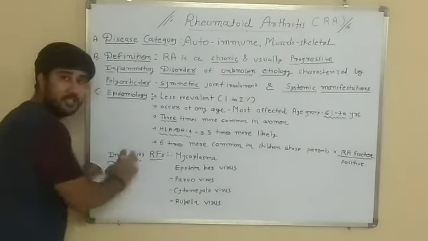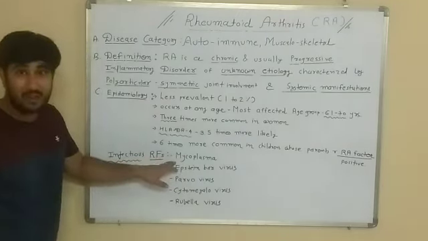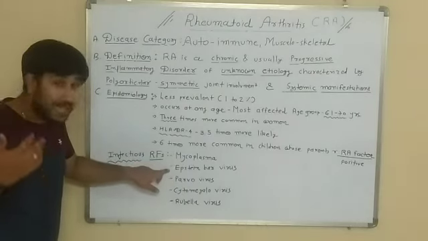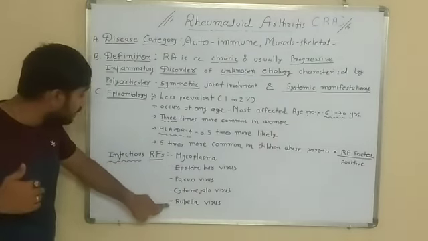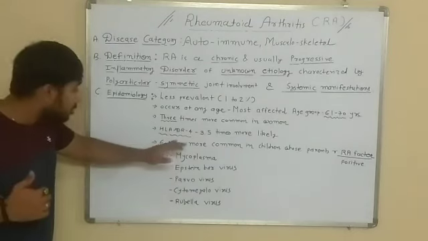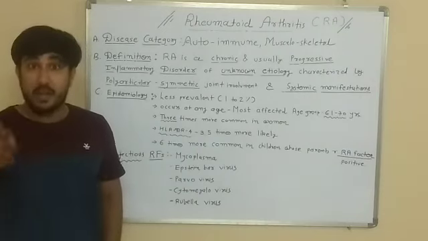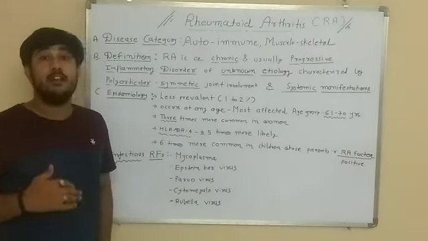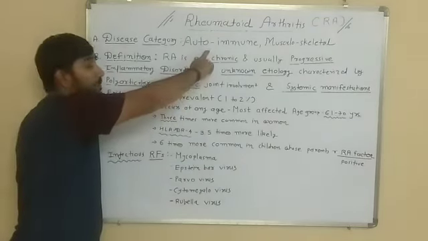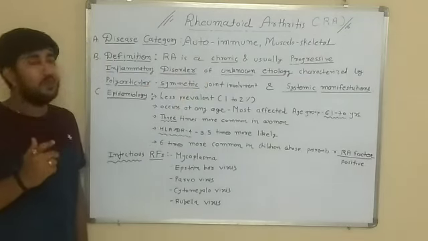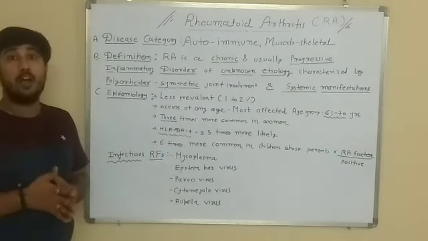A few of the infections we have written here as infectious risk factors are: mycoplasma infection, commonly causing pneumonia, then Epstein-Barr virus infection, parvovirus infection, cytomegalovirus infection, and rubella virus infection. If a person has these infections very frequently, as recurrent infections of this category, then the person has some chance of developing autoimmunity, and that triggered autoimmunity may cause rheumatoid arthritis. So this is just a risk factor and one kind of hypothesis.